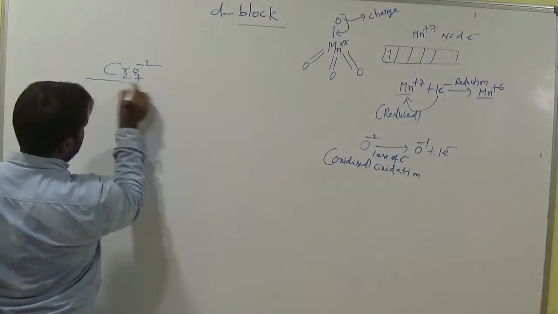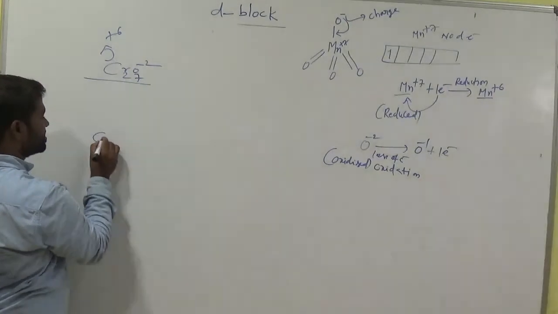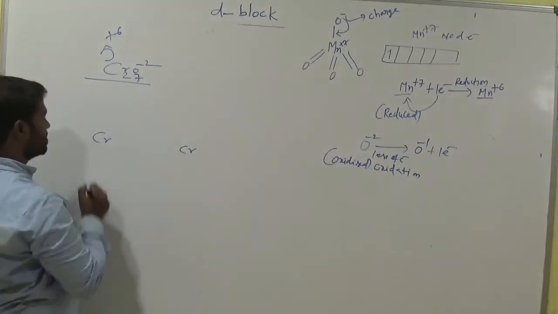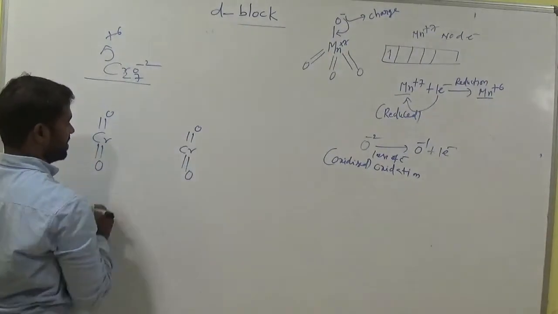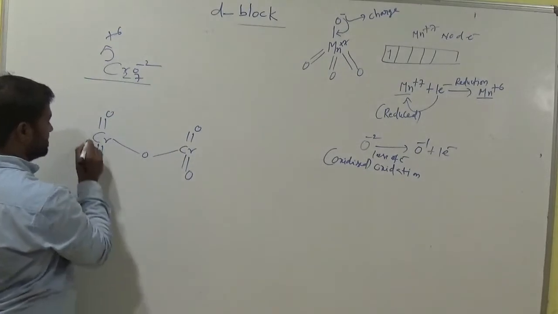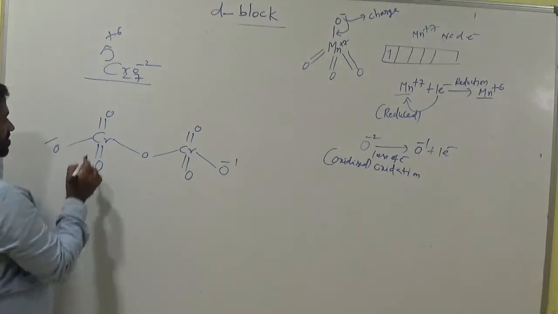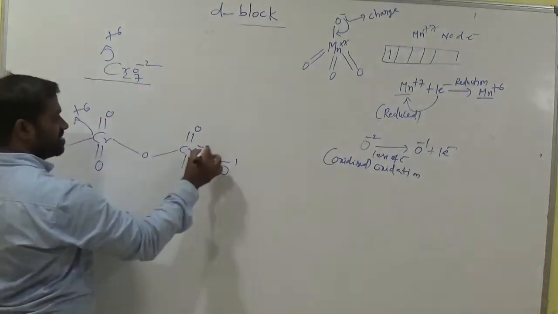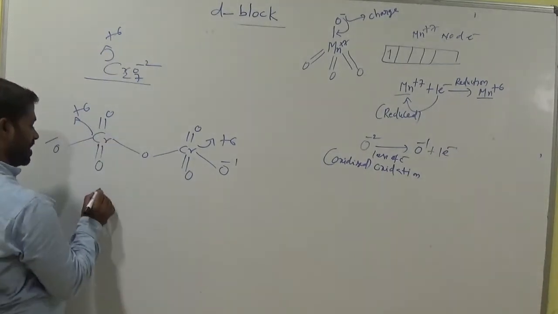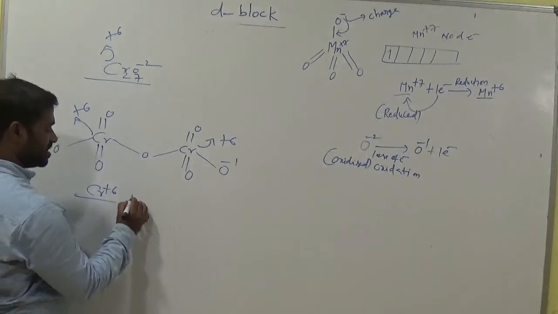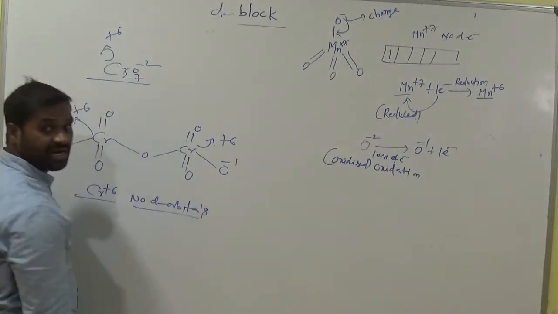Same with Cr2O7 minus 2, where chromium shows plus 6. In this structure there are 2 chromiums, so 2 oxygens exist like this out of 7. One is like this and another minus 1, and here it is minus 1. What is the oxidation state of this chromium? Plus 6. In the chromium plus 6 state, there are no d electrons. We have to check it, right? The electronic configuration is already written.